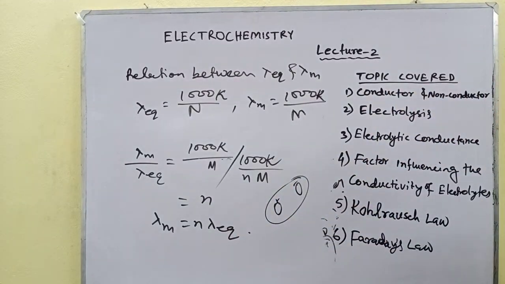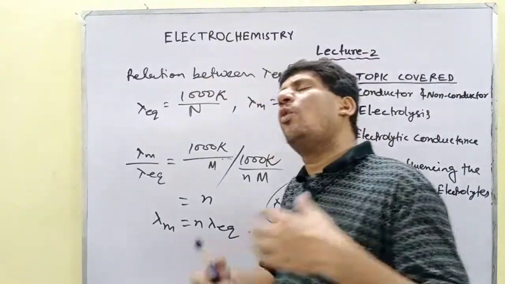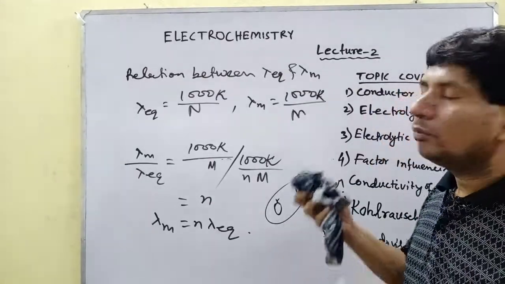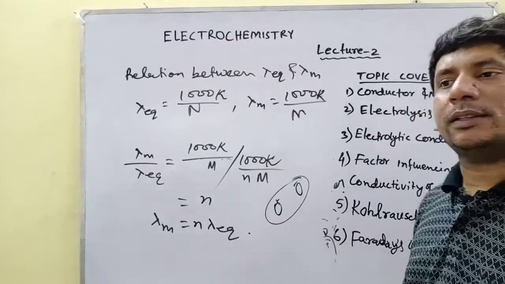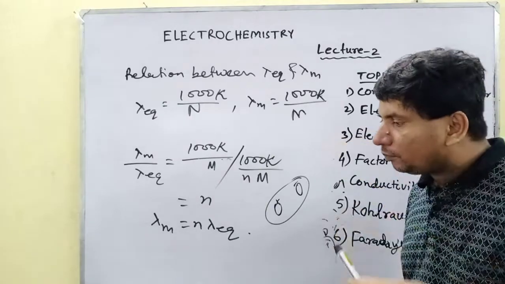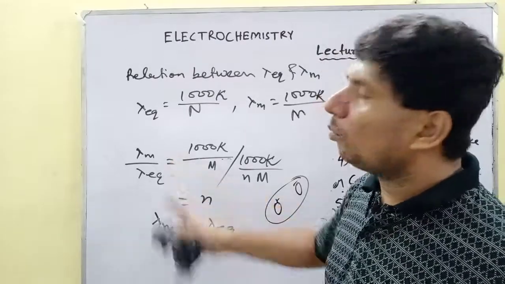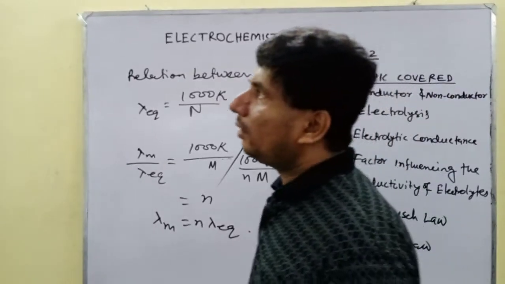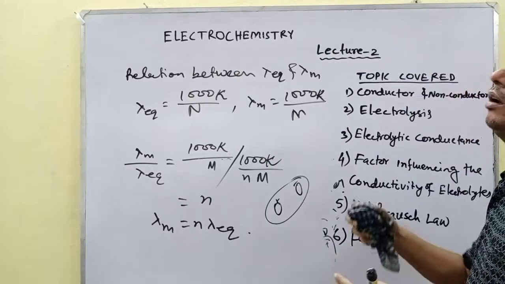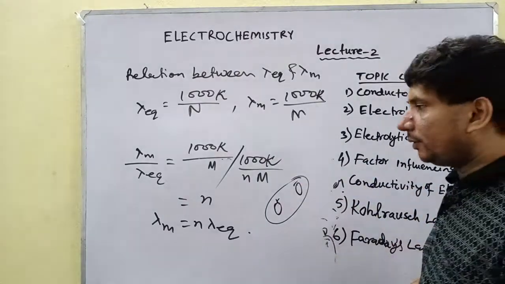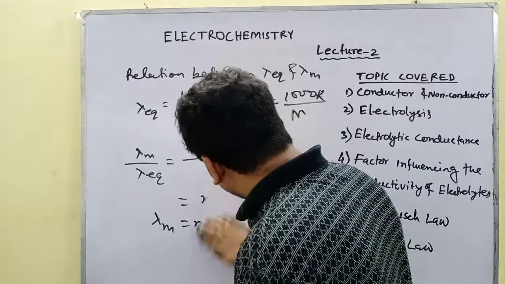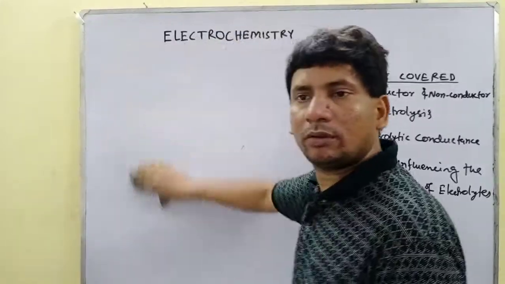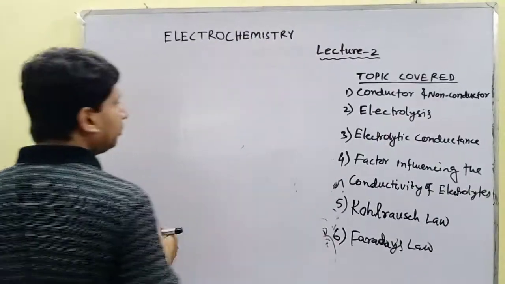And if the solvent is more viscous, then conductivity decreases. And temperature. If the temperature is high, the kinetic energy of the particle will be increased, and for this reason the conductance also increases. Now there is one factor that is very important here. What is this? The dilution.